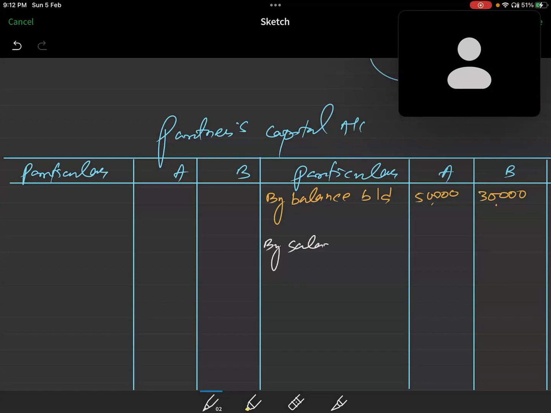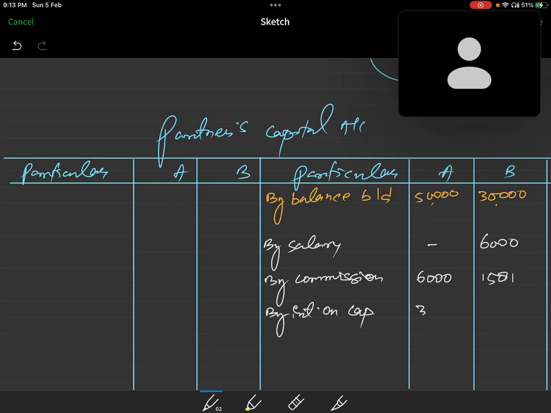So we'll write down salary. One of the partners is getting salary, right? So by salary, B partner is getting salary of 6,000. Then we need to pay the commission as well, and commission is being paid to both the partners. A will be getting commission on turnover, 6,000, and B got 1,581. We just prepared the working note for calculating the commission of partner B. Apart from this, interest on capital needs to be paid as well. Interest on capital will be transferred to A and B's capital accounts, which is 3,000 and 1,800.